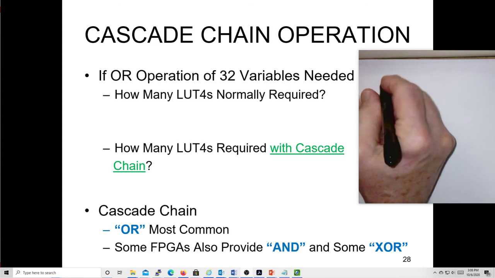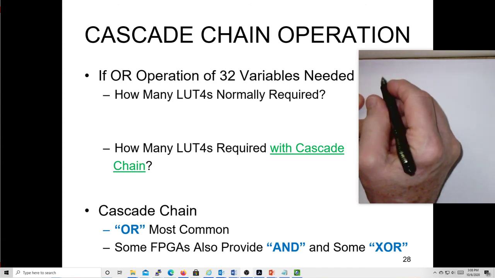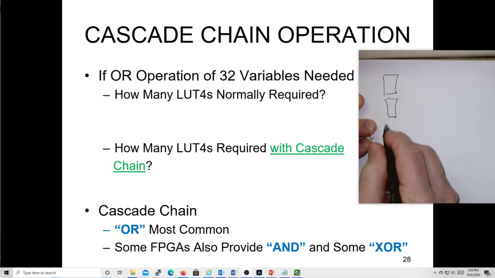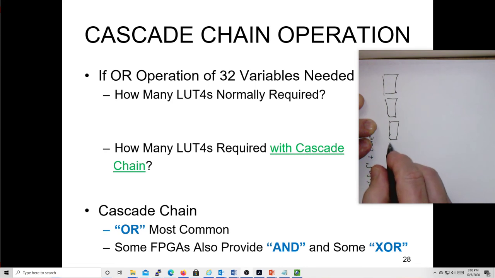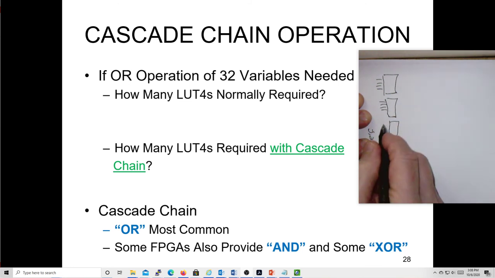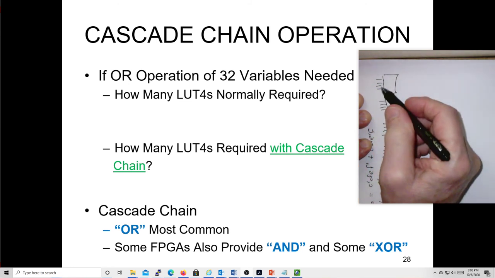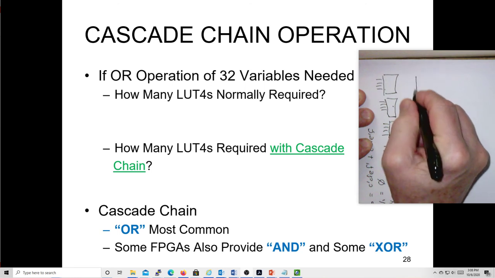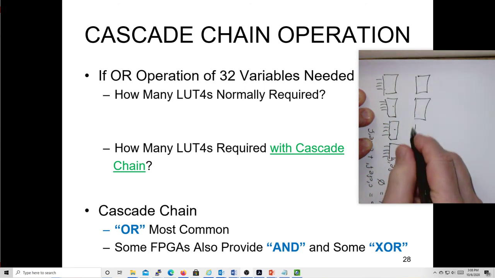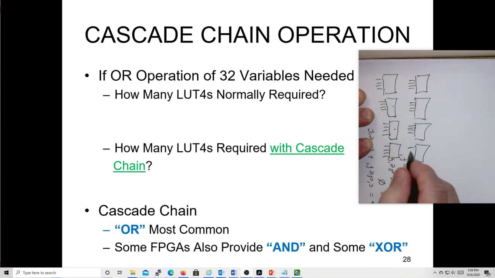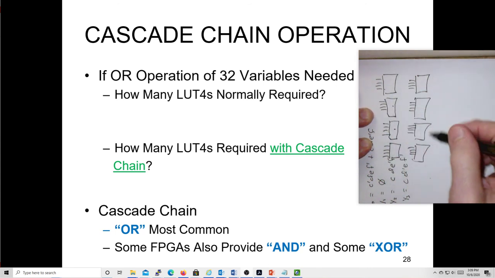Okay, so let's see if we can solve this. We want to cascade 32 inputs together. So obviously we're going to start with 1, 2, 3, 4. I'm going to run out of room. So 1, 2, 3, 4, 1, 2, 3, 4, and so on. That's 4, 8, 12, 16, and then I need 4 more. All right, so that's going to give me the 32 inputs.